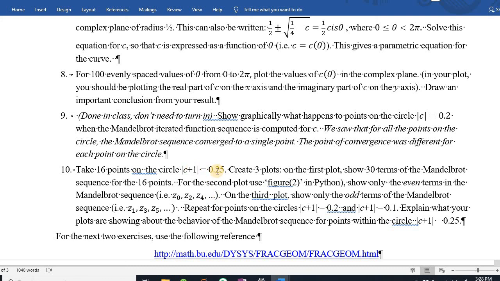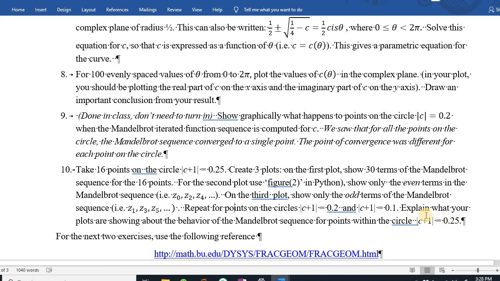And then once you've done it for this circle, it's easy to do for a couple other circles. So you can do a separate series of 3 plots for this circle and for this circle. And explain what your plots are showing about the behavior of the Mandelbrot sequence for points within this circle, C plus 1 equals 1/4. Right?